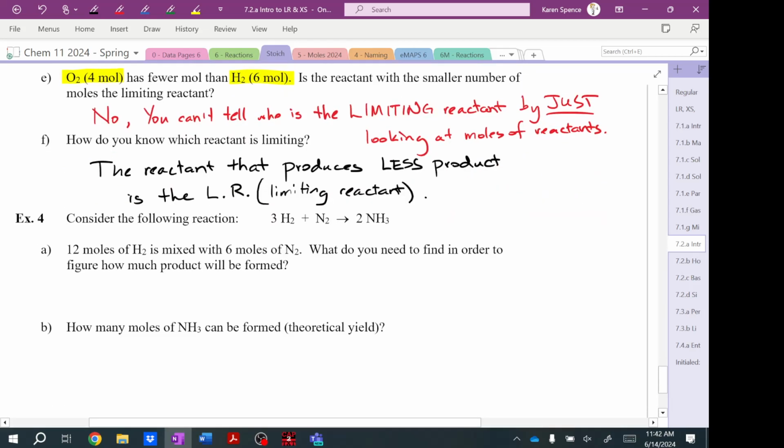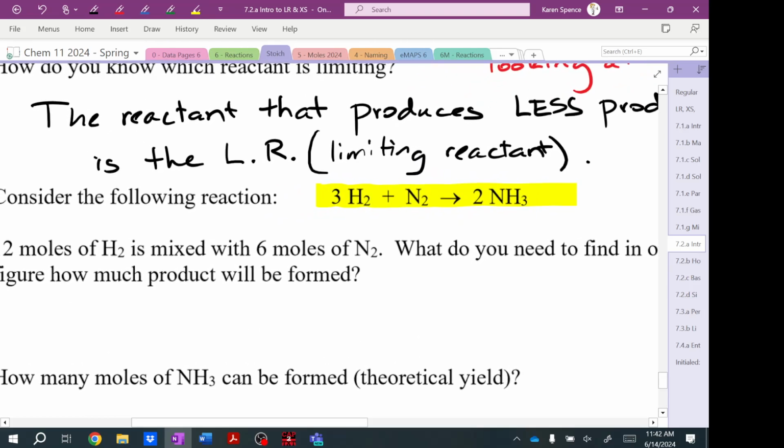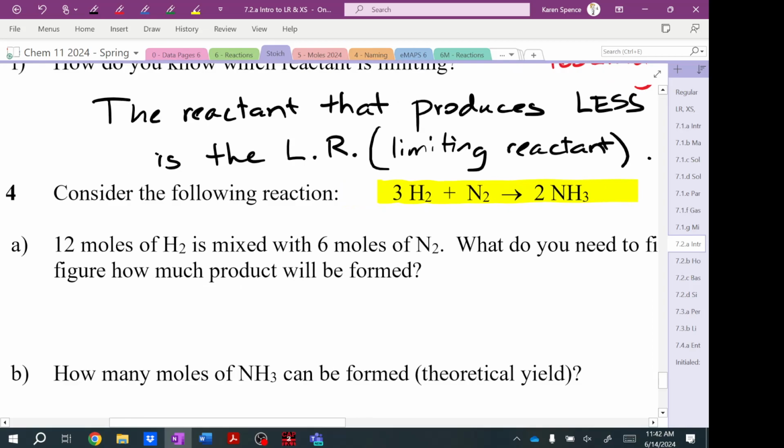Example 4. We have 12 moles of H2. Oh, I should highlight our reaction here. We have 3 H2 plus N2 gives 2 NH3. And we're going to mix 12 moles of H2 with 6 moles of N2. Can you look at that and say 6 moles of N2, that's smaller, that must be the limiting reactant? Can you do that? No. What should you be finding to figure out how much product will actually be formed? You should be finding the moles of product from each reactant.